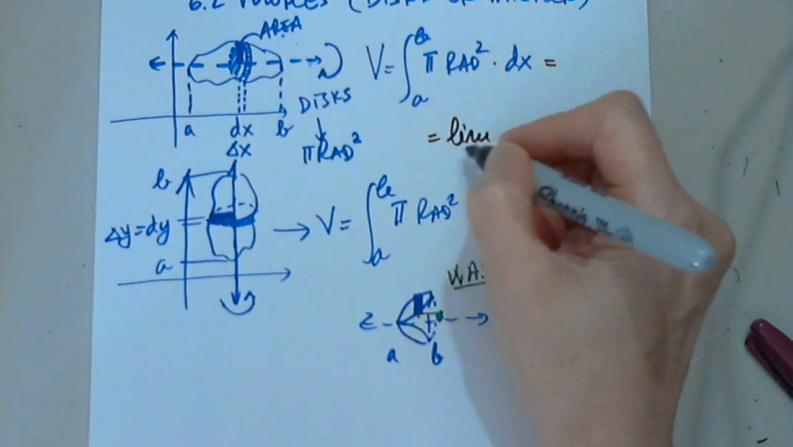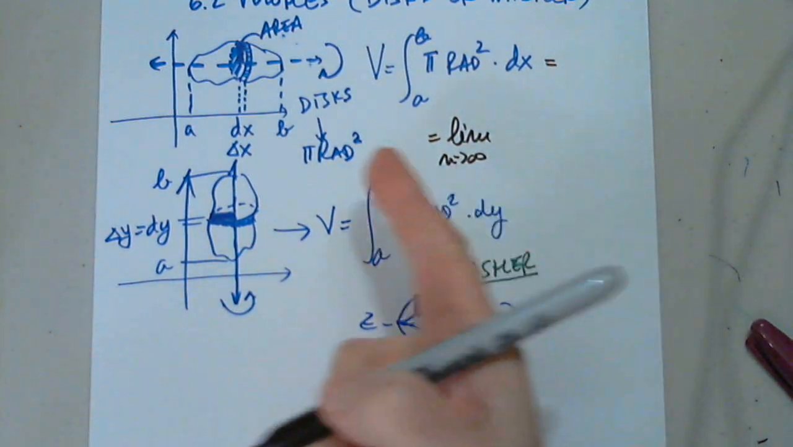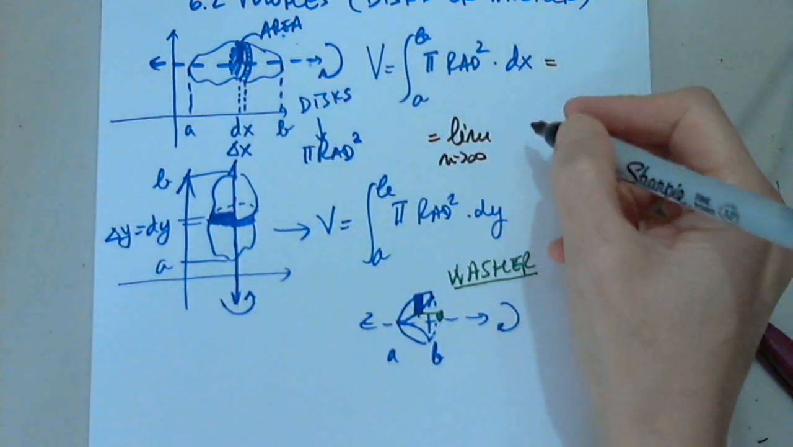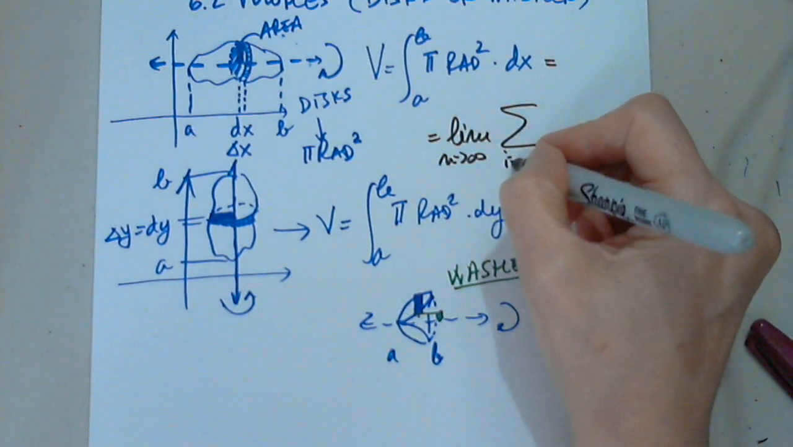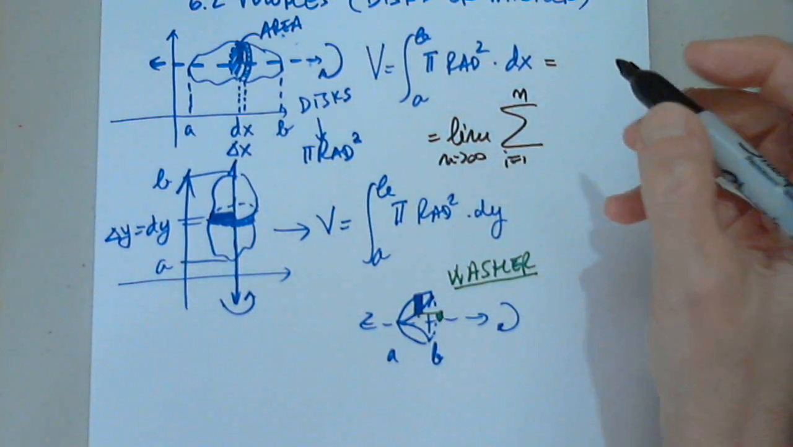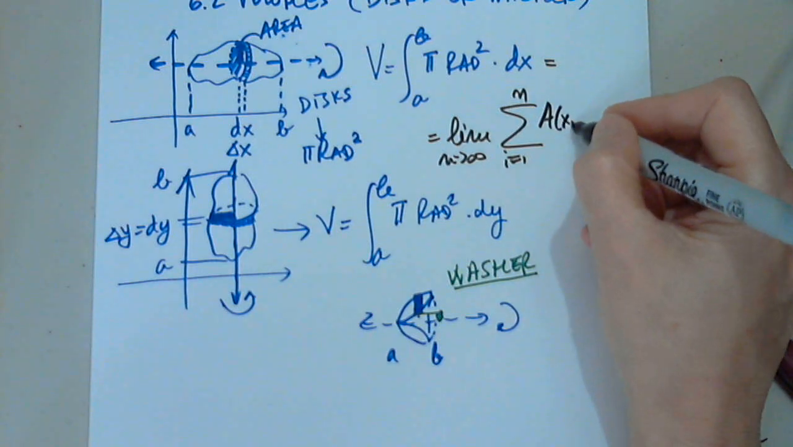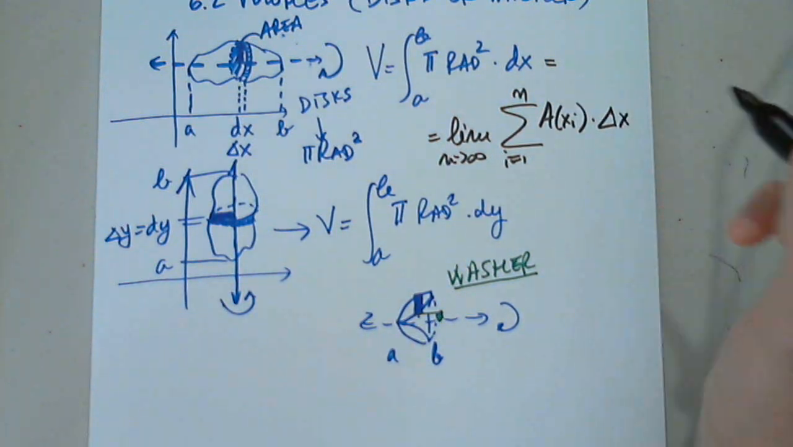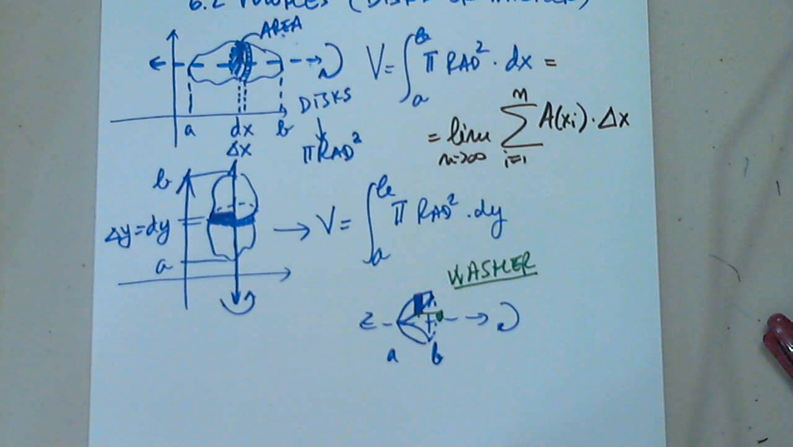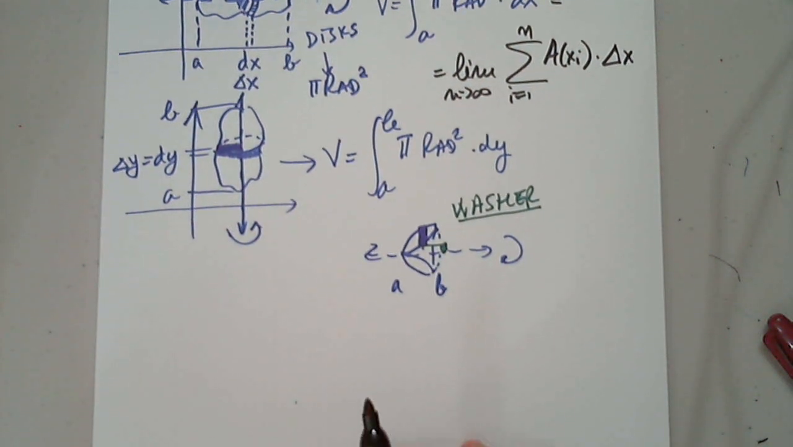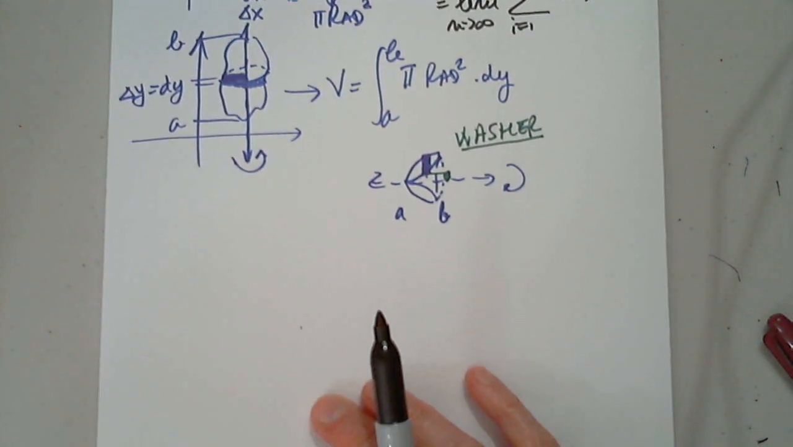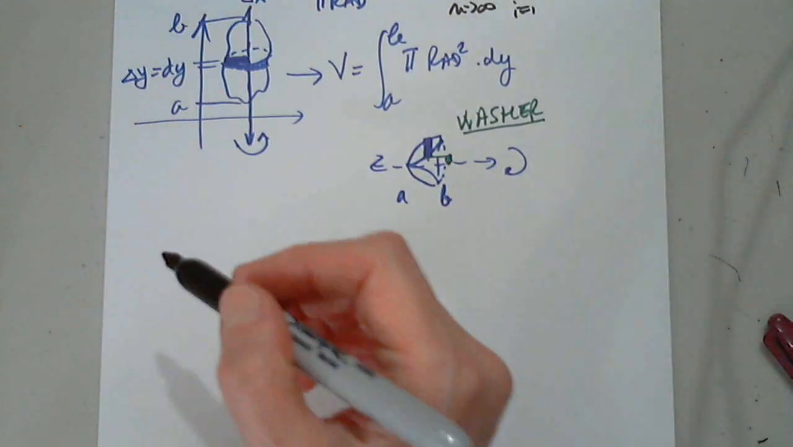So this is the limit as n subintervals from a to b, from the sum from i equals 1 through n, of the area of xi, of course, times dx. Exactly the same thing as we did with areas between curves. So let's look at a few examples.